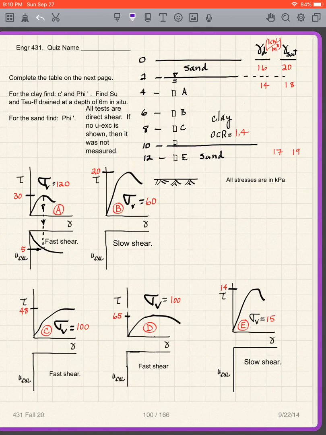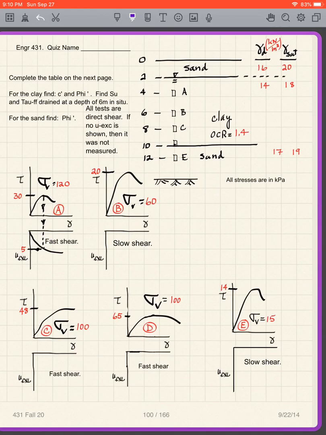And so you're going to have to go back and forth on this. We need to find Phi prime in the sand, if I didn't say that. So here we're plotting tau versus gamma, shear stress versus shear strain. And we have the sigma V given that we applied in the test, and then what we're picking off is the peaks, all of these peaks here. We need to use those, and then where applicable, we need to use the excess pore pressure. It looks like that's the only one that has any excess pore pressure.